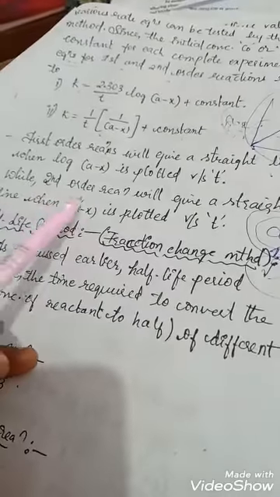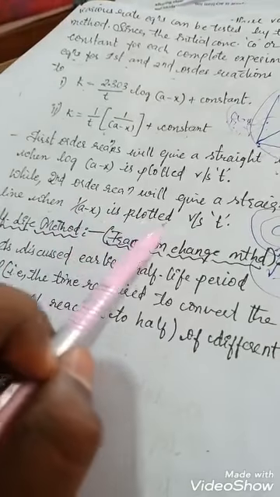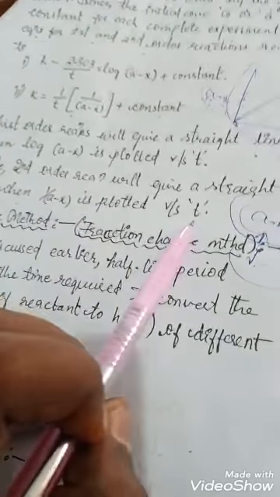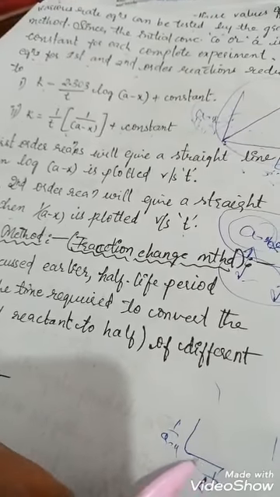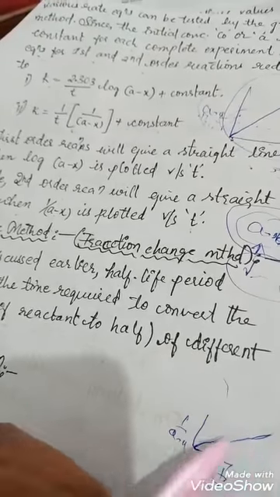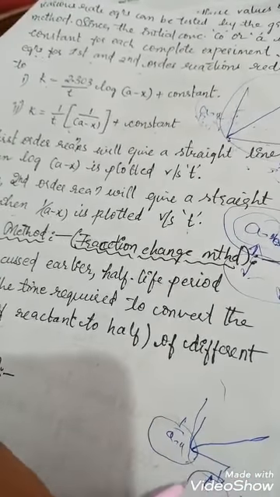And the second order reaction will give a straight line when 1 by a minus x is plotted versus t. The second order also gives a straight line. Why? Because this is also the same: t against 1 by a minus x, and this also takes 1 by t. So this is inversely or directly proportional. These two are inverse relations. It gradually decreases to increases. So this is the straight line, and this is also a straight line.